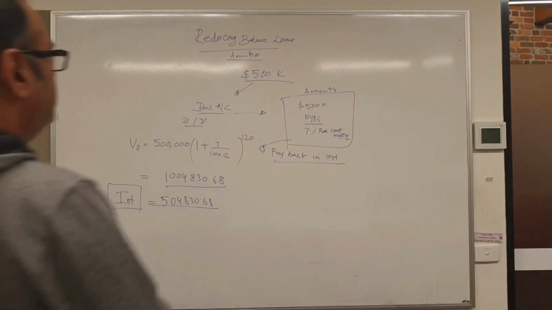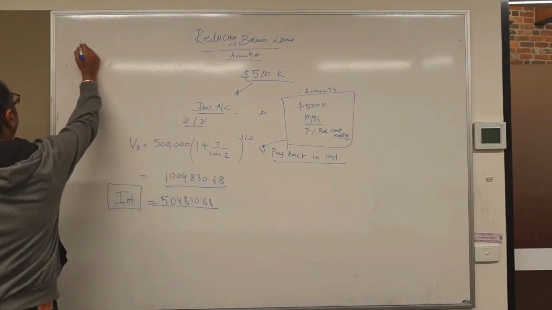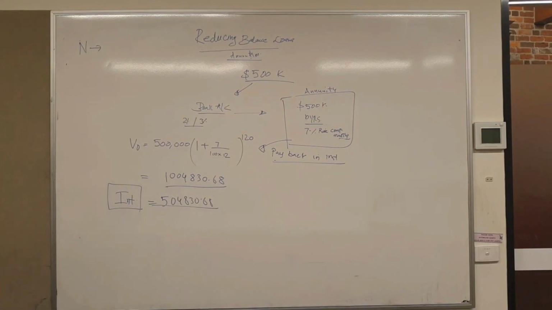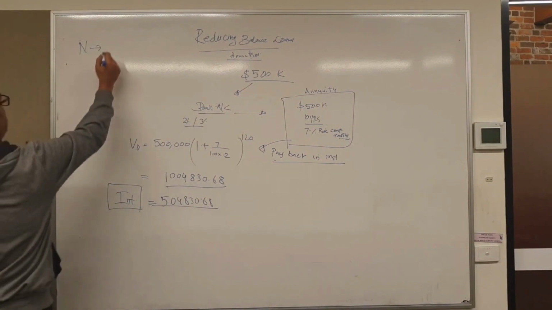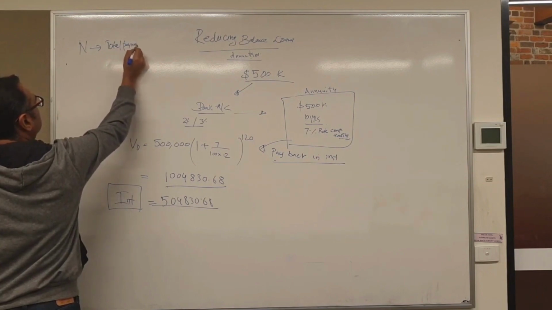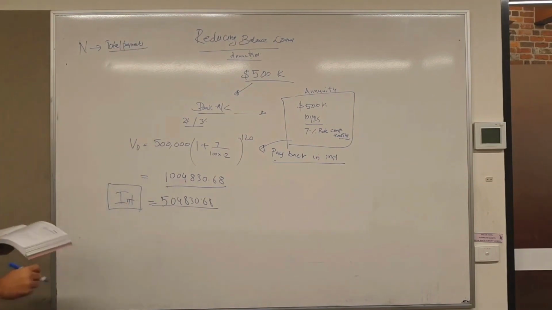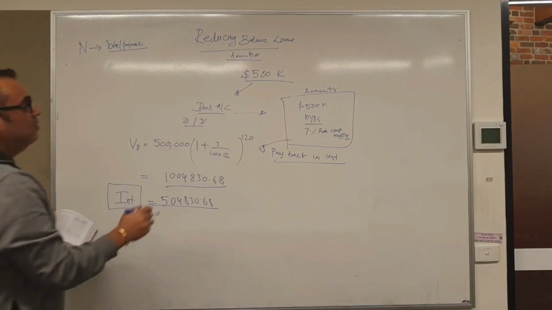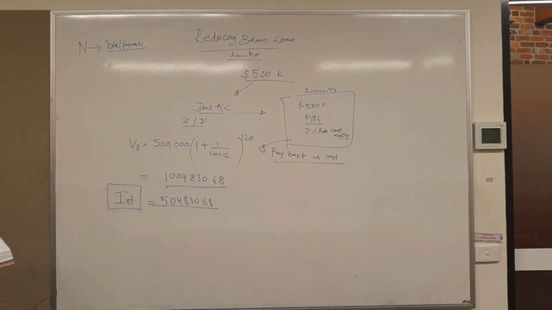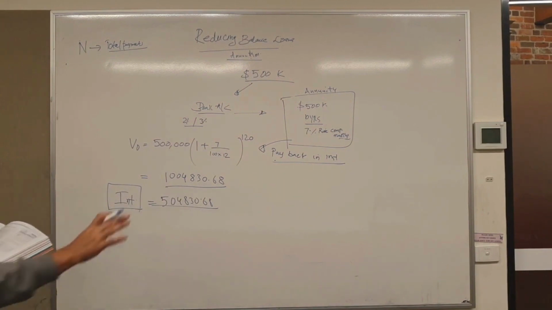So the first alphabet is the N. N means the total number of payments. Total payments. Now, open the CAS up and check, please. Yeah? Open the CAS up. Without opening the CAS, you won't come to know, right?